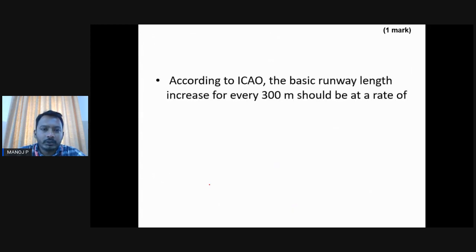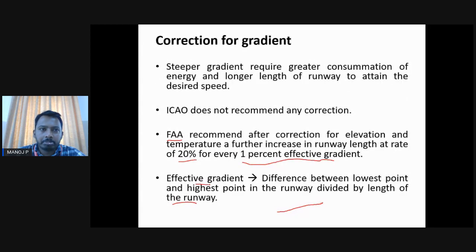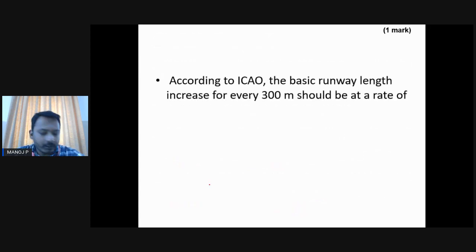Now, based on those three corrections, you will be having numerical problems. According to ICAO, the basic runway length increase for every 300 meters should be at what rate? I already discussed that it should be 7%.